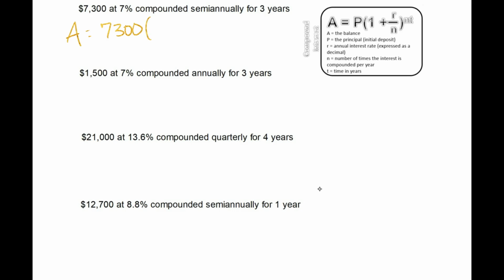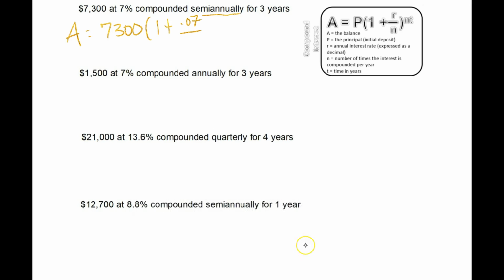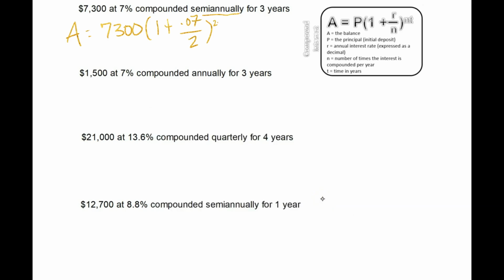7,300, which is your principal, times 1 plus your rate of 0.07, and it's semi-annually. How many semi-annual periods are in a year? 2. And then that's going to be 2 times 3, which is 6. Okay? So that's how you set that one up.